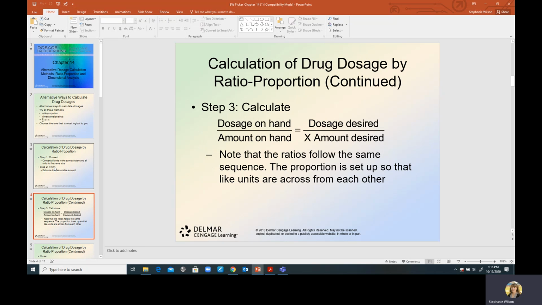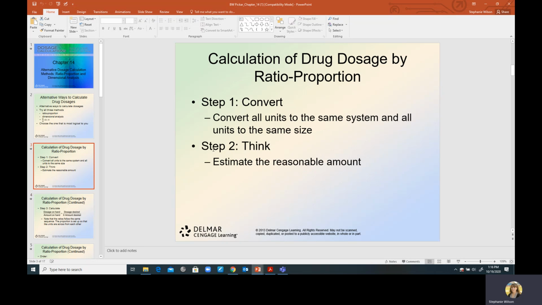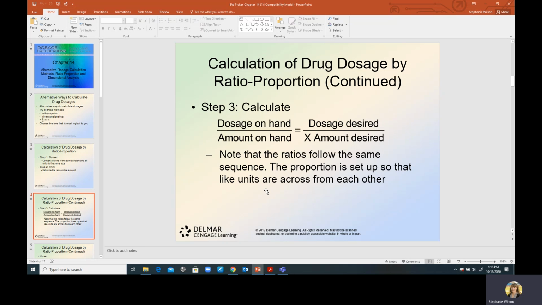We're still going to use the 3-step approach, which I say should be 4 steps. The first one's convert, second one's think, third one is calculate. I say that we need a 4th one that actually says rethink. Just make sure before you give the drug.